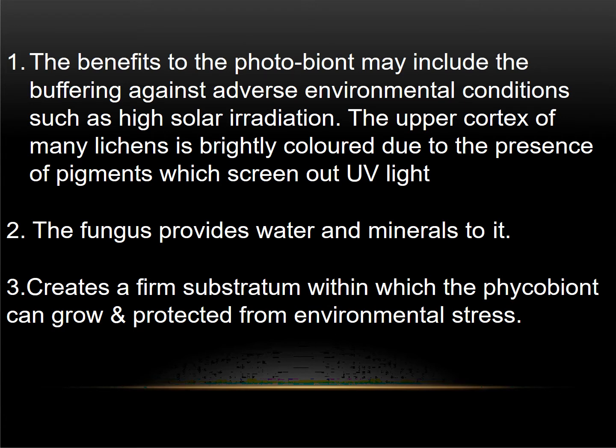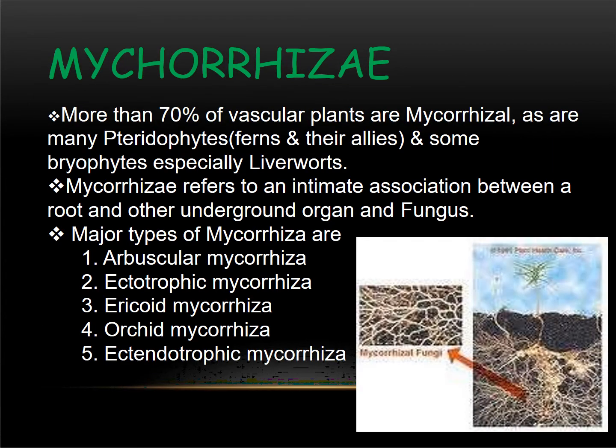The photobiont may also be benefited by the fungus. The fungus provides protection against adverse environmental conditions such as high solar radiation by covering it or enveloping it from all sides. It also protects the upper cortex of the cyanobacteria from harmful ultraviolet light. The fungus absorbs water and minerals for the photobiont from the surrounding atmosphere. It creates a firm substratum within which the phycobiont can grow and feel protected from environmental stress.